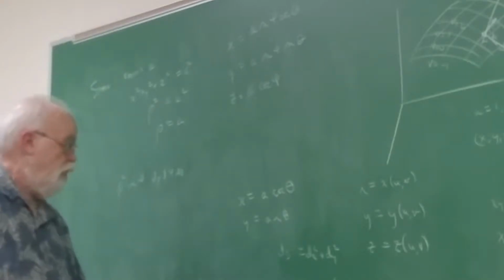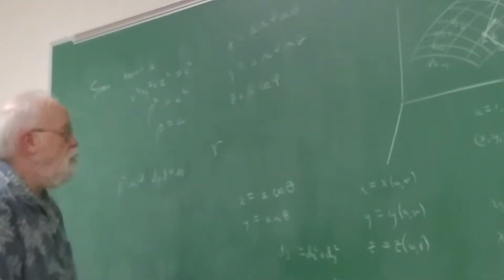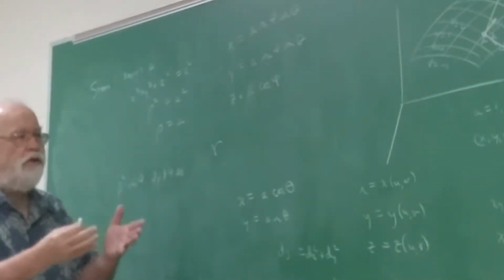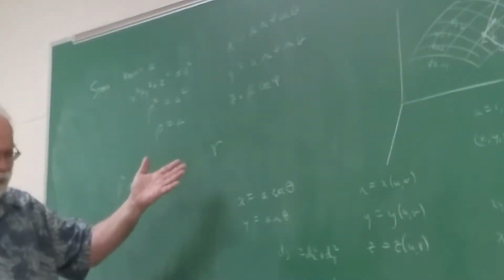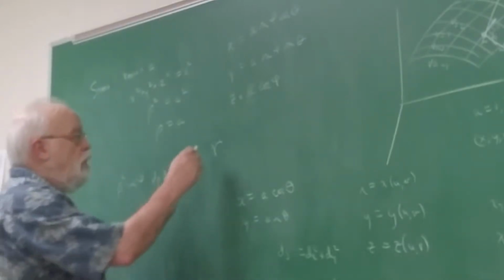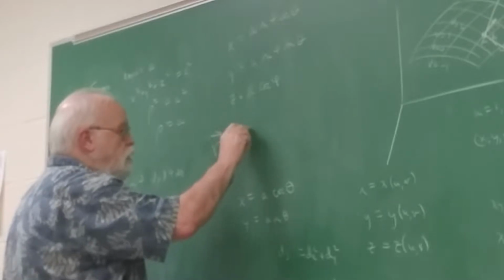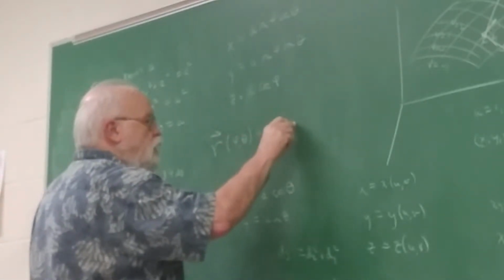So now here's the confuser. Now I'm going to use R because they use R as the generic vector valued function for all these surfaces. And they also use it as the generic vector valued function for all these curves in the other chapter. But anyway, R of phi and theta, instead of u and v, I'll call it phi and theta, equals xi plus yj plus zk.